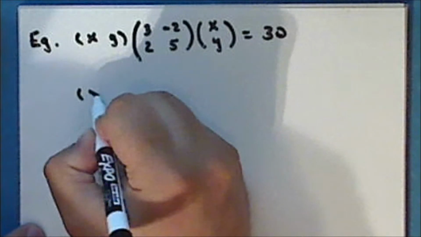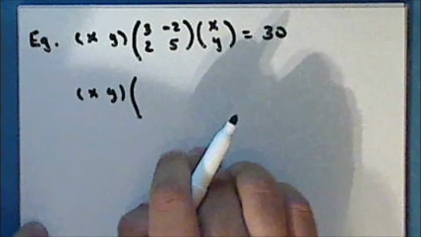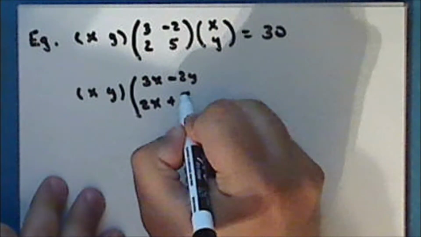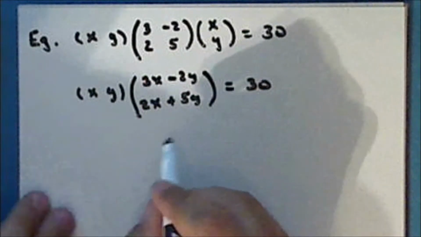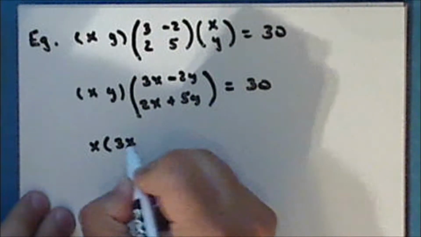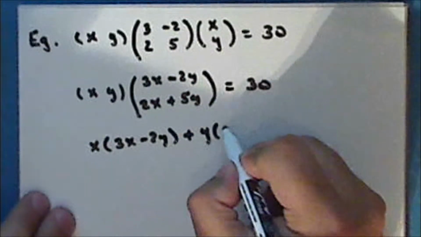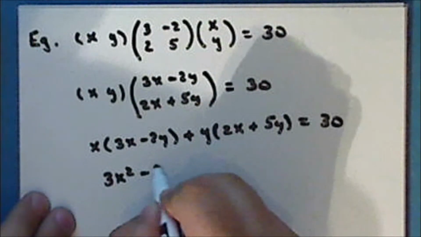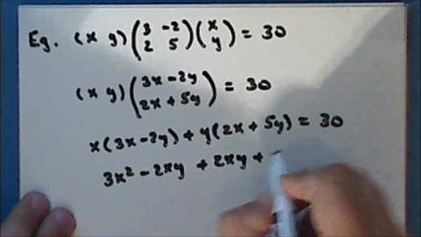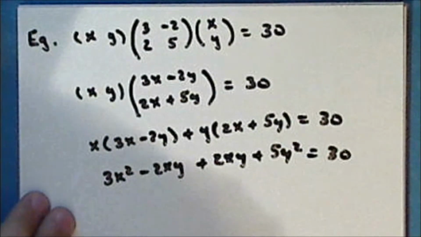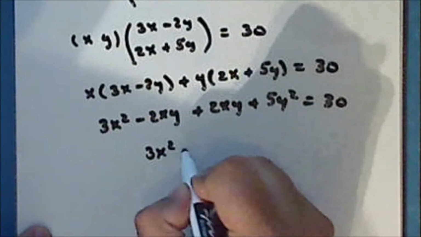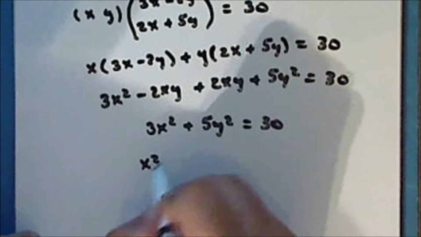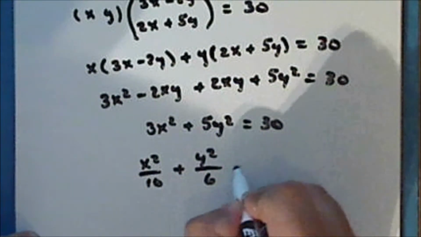So we have the row vector x, y times the 2 by 1 column vector 3x minus 2y, 2x plus 5y is equal to 30. So we have x times the quantity 3x minus 2y, plus y times the quantity 2x plus 5y is equal to 30, or 3x squared minus 2xy plus 2xy plus 5y squared is equal to 30. So we have 3x squared plus 5y squared is equal to 30. Dividing through the equation by 30, we have x squared divided by 10 plus y squared divided by 6 is equal to 1.